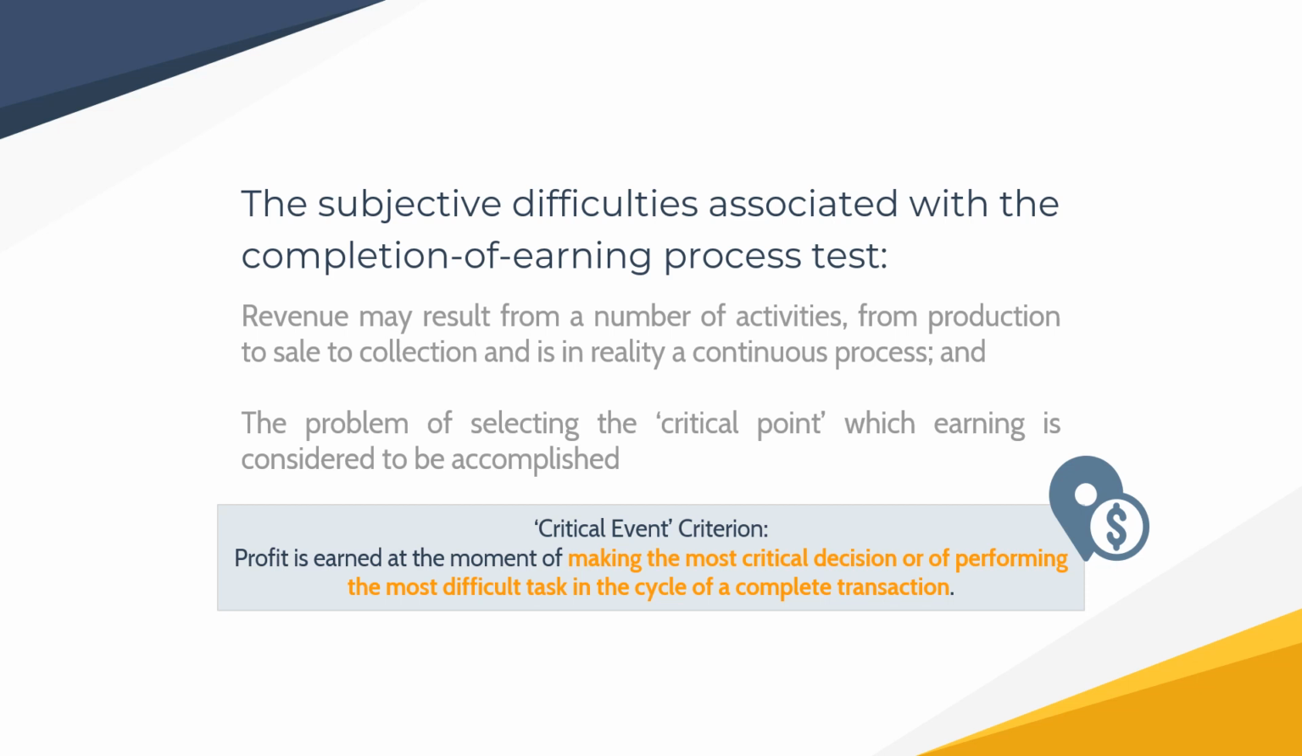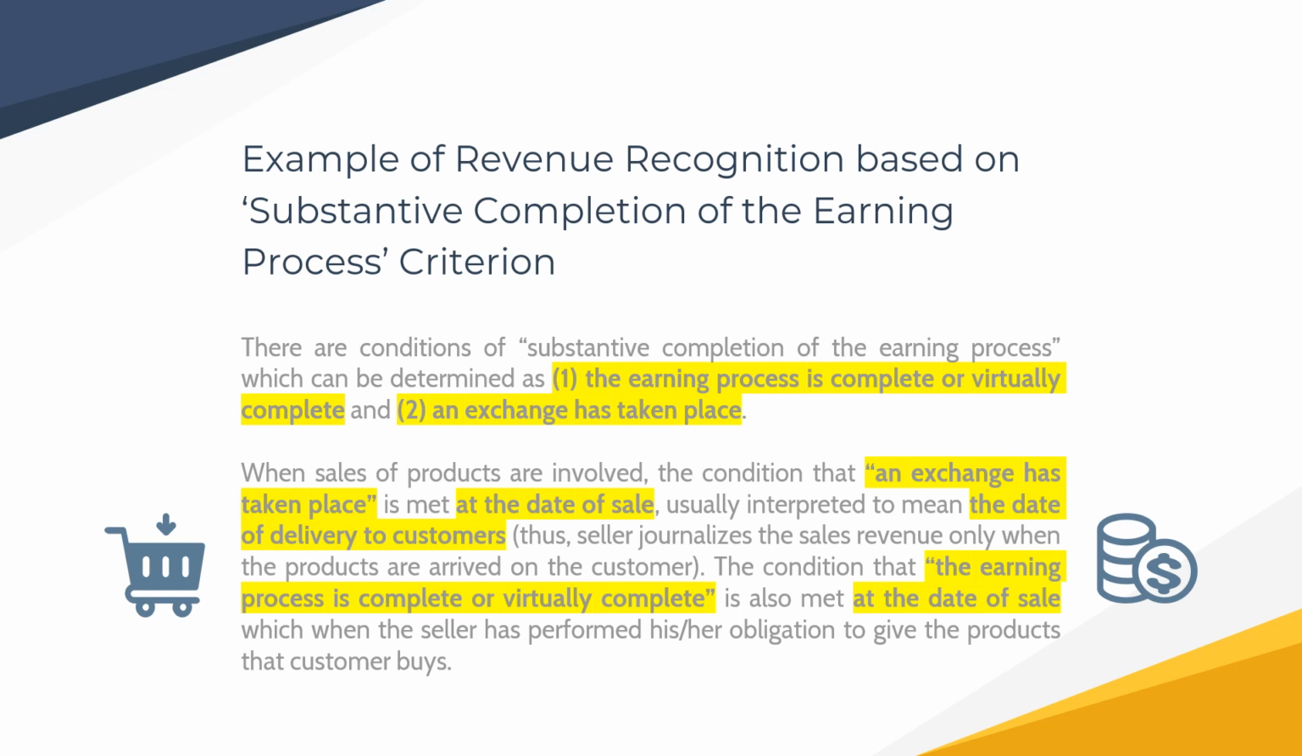The critical event criterion is that the profit is earned at the moment of making the most critical decision or of performing the most difficult task in the cycle of a complete transaction. However, before we talk about the example of revenue recognition based on the substantive completion of the earning process criterion, I'd like to tell you the two conditions of substantive completion of the earning process: first, the earning process is complete or virtually complete, and second, an exchange has taken place.